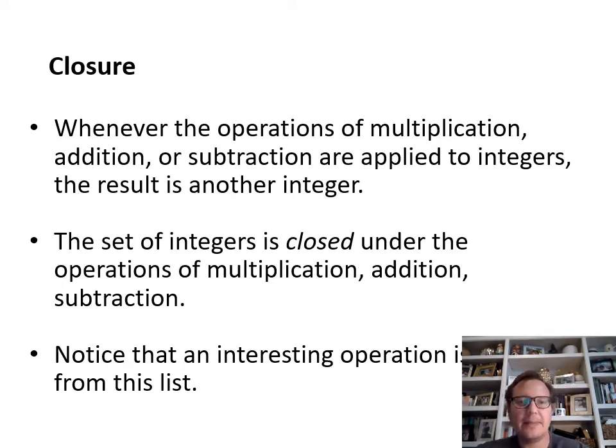Okay, another really useful property that will come up in our proofs about integers a lot is so-called closure. So what does closure mean? It means that whenever the operations of multiplication, addition, or subtraction are applied to integers, the result is another integer. So the set of integers is closed under the operations of multiplication, addition, and subtraction.